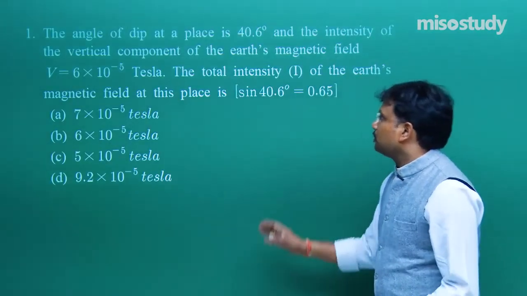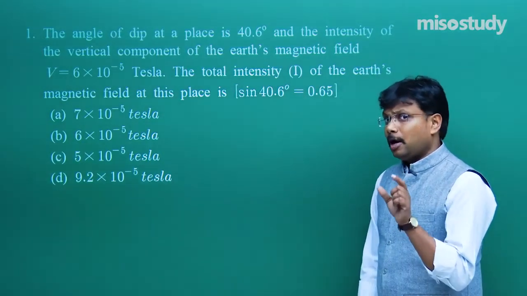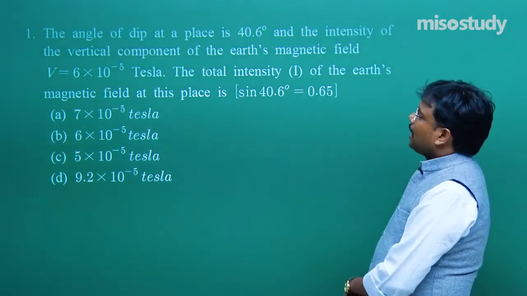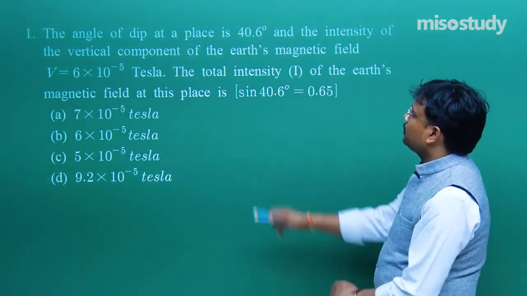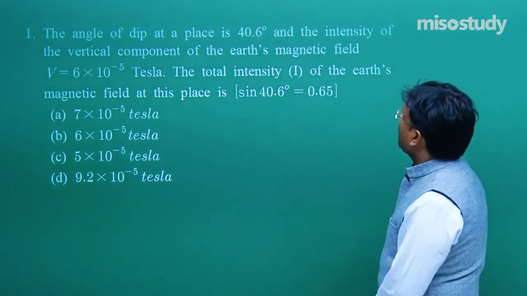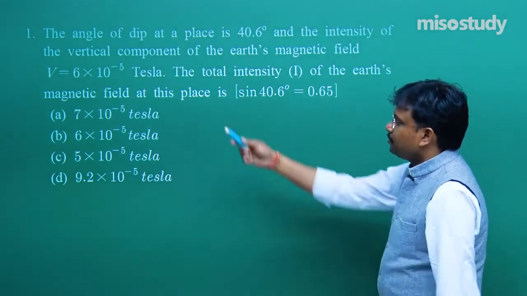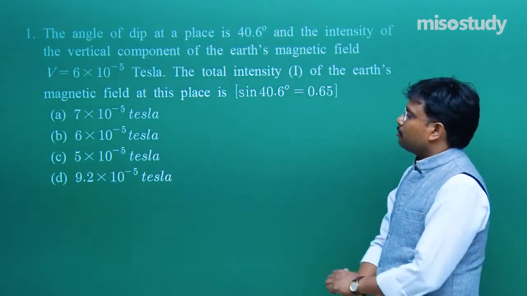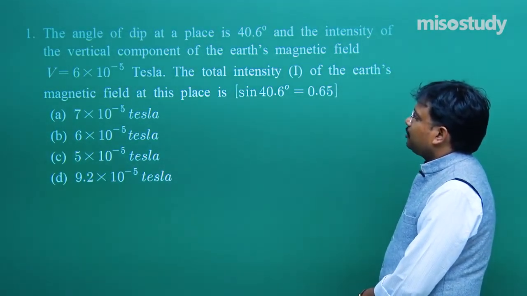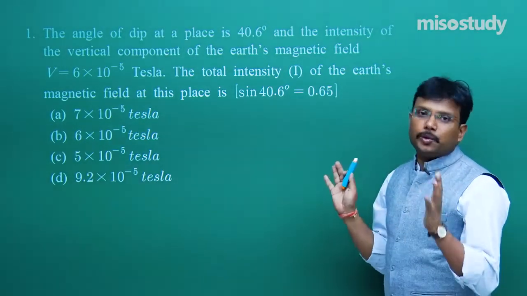So this question in front of you, the angle of dip. Now I hope the question is clear to all of you. It is from the Earth's magnetism concept. The angle of dip at a place is 46.6 degrees and the value of sine 46.6 is given, and the intensity of the vertical component of Earth's magnetic field is V, and the value of V is also given. The total intensity of the Earth's magnetic field at this place is how much? Simply formula based question.